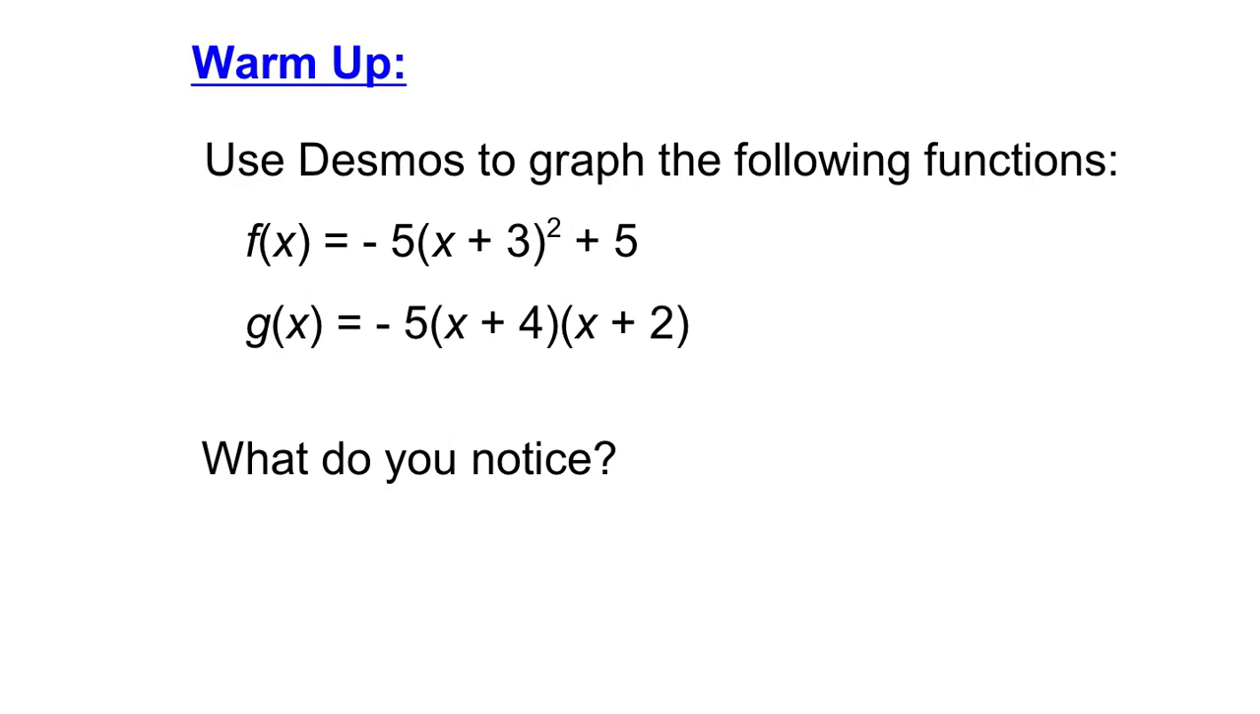Hello everyone. Before starting the lesson, try the warm-up. Use Desmos to graph the following functions. f of x equals negative 5 times (x plus 3) squared plus 5. g of x equals negative 5 times (x plus 4) times (x plus 2). What do you notice? So take a minute, graph these two functions, and see what you notice.